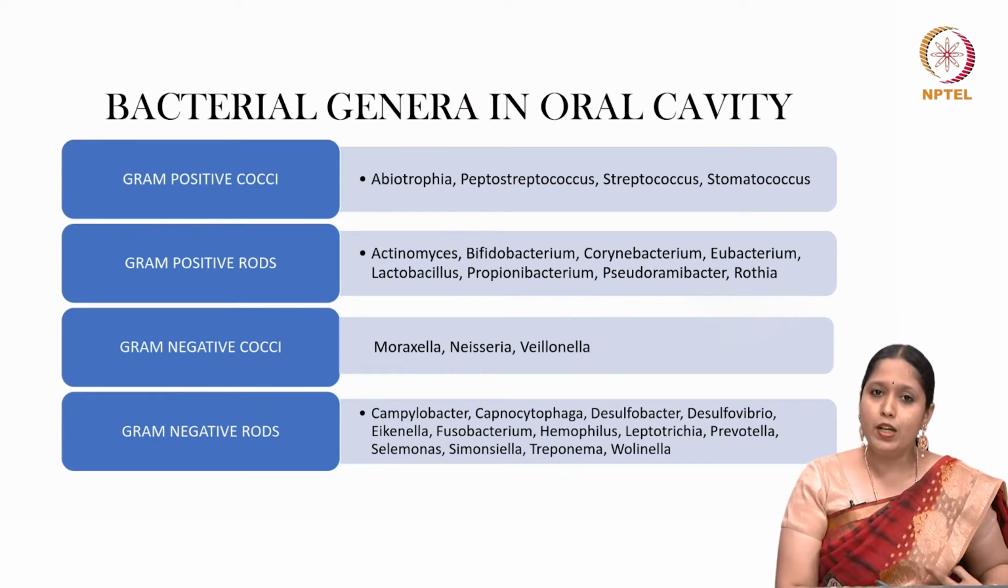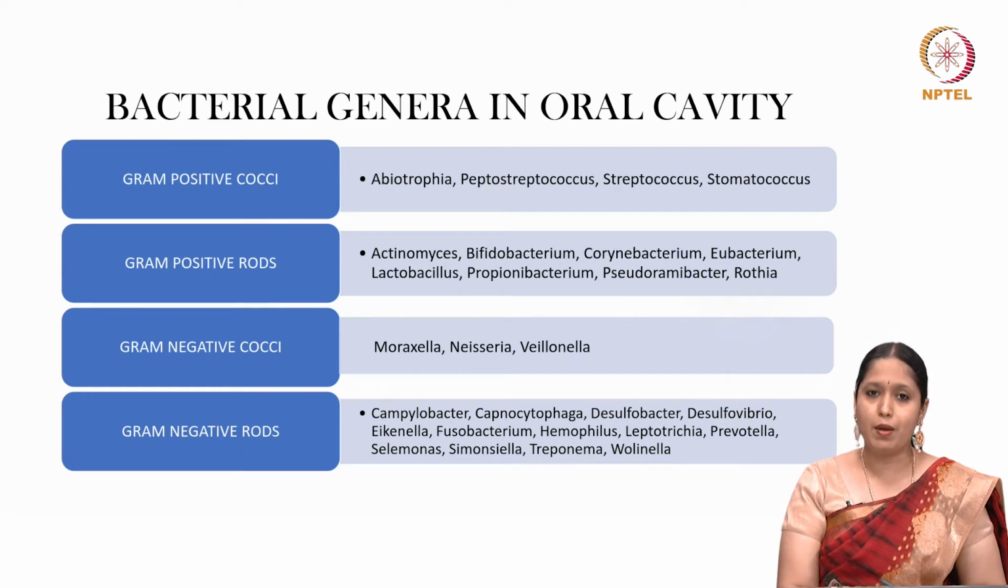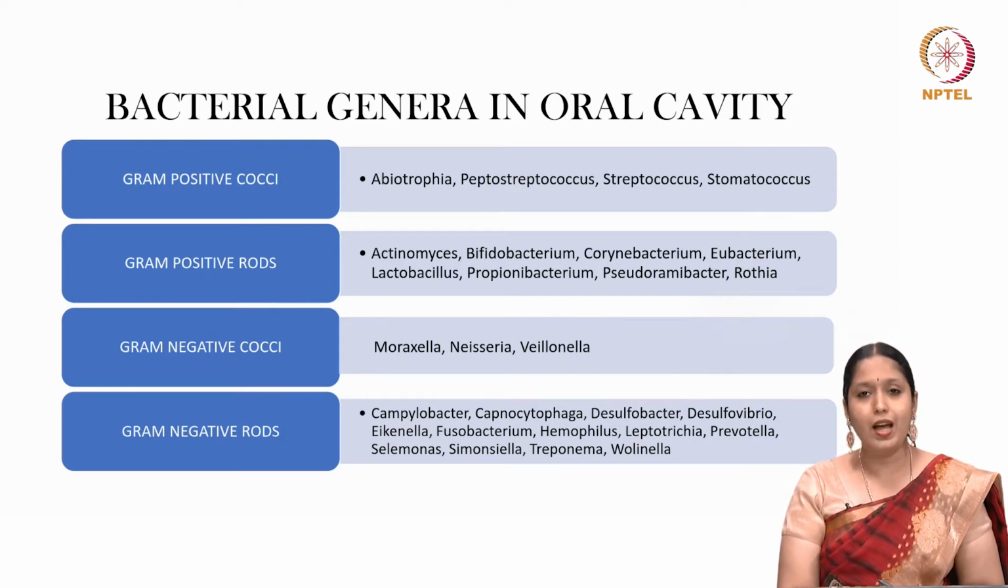The bacterial genera in the oral cavity include gram-positive cocci, gram-positive rods, gram-negative cocci and gram-negative rods. The gram-positive cocci include Peptostreptococcus, Abiotrophia, Streptococcus and Stomatococcus. Gram-positive rods include Actinomyces, Bifidobacterium, Corynebacterium, Lactobacillus and others. Gram-negative cocci include Moraxella, Neisseria and Veillonella. And gram-negative rods include Campylobacter, Capnocytophaga, Desulfobacter, Desulfovibrio, Eikenella species, Fusobacterium, Treponema and other species. These are the gram-positive cocci and bacilli and gram-negative cocci and bacilli.